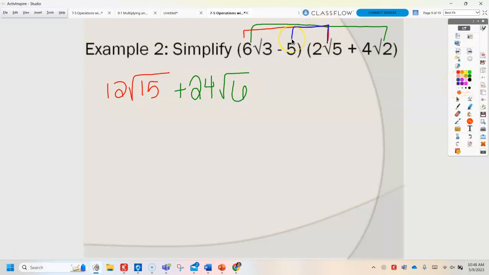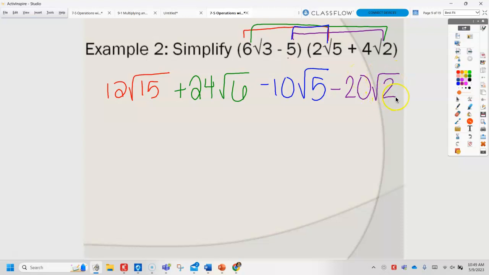Inside stuff. Number times number. Only a single radical, so it stays. Last. Negative number times positive number gives a negative number. Only one square root. Once again, do I have any like terms? No, you're done. There's not even any numbers that simplify. That's your answer.